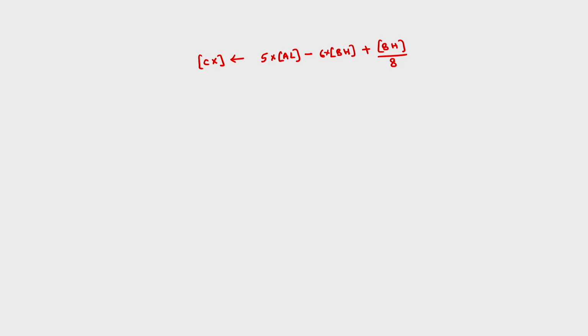So the AL value and BH value are given, we have these registers inside the 8086. So you take those values, you multiply AL with 5, multiply BH with 6 and divide BH with 8. So, you add this to 5AL, subtract 6BH and you store that result in CX. Okay. Here no need to assume any locations because the AL data and BH data are already available in the microprocessor.